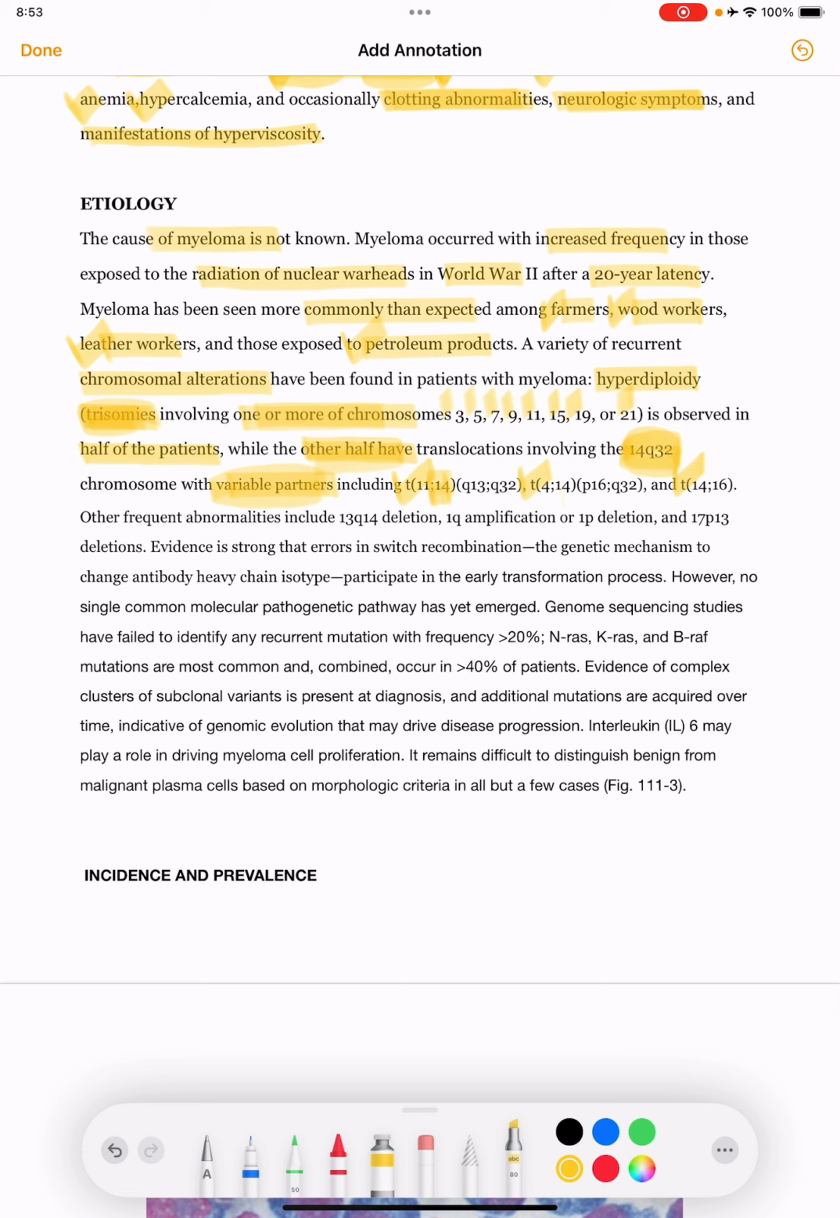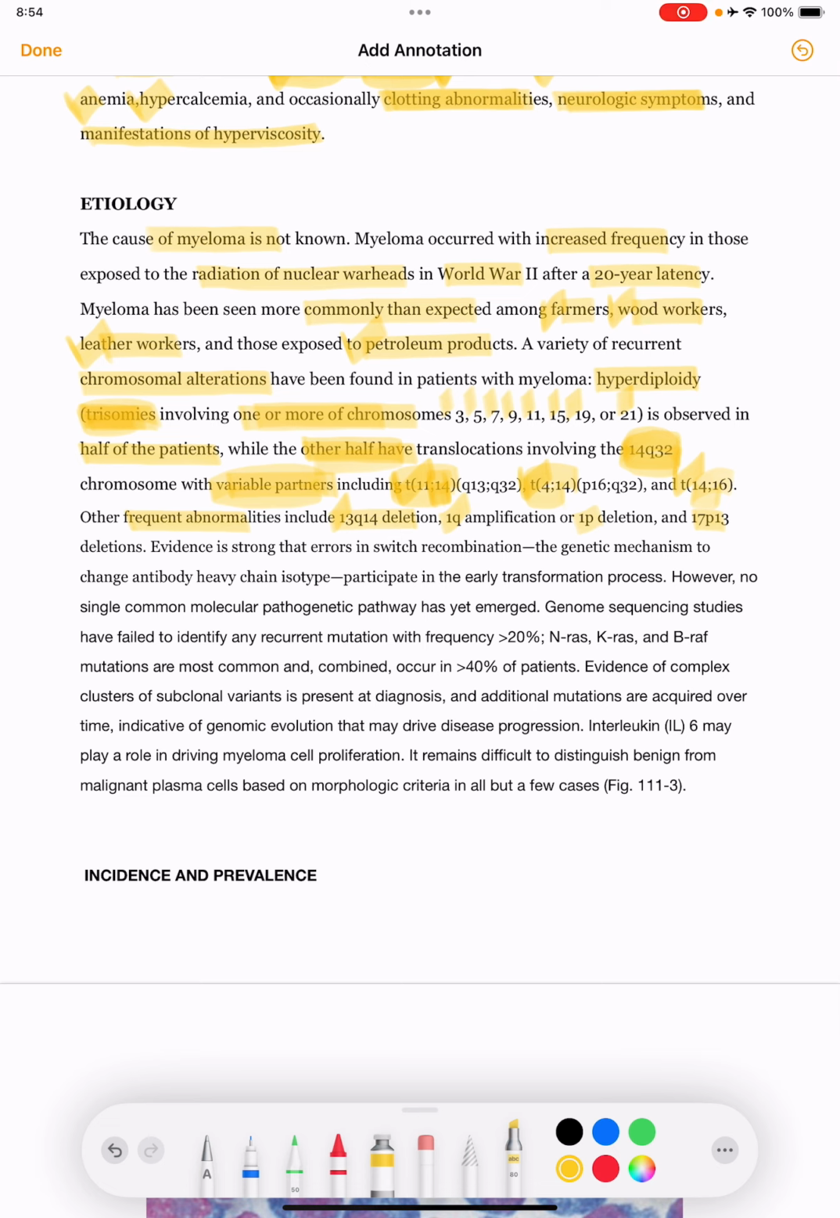So, what are the other frequent abnormalities? The other frequent abnormalities include 13q14 deletion, 1q amplification or 1p deletion, and 17p13 deletion.